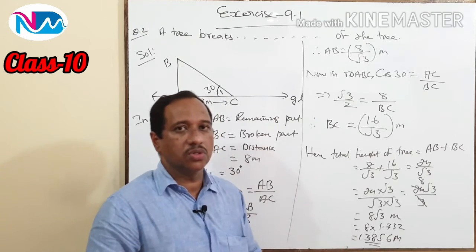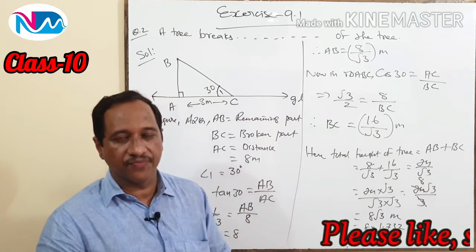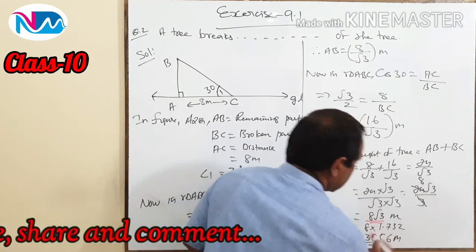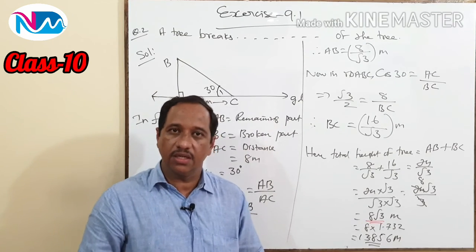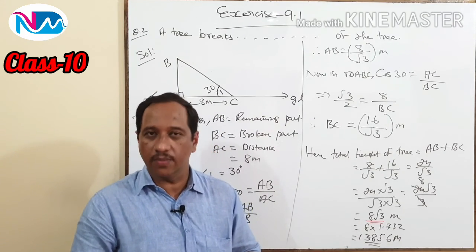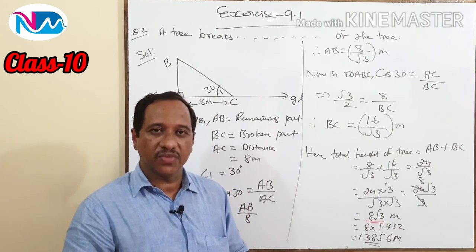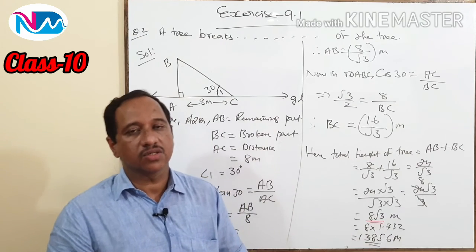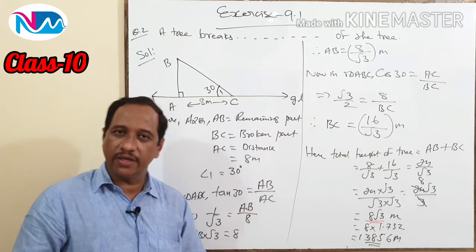Remember students, in the examination, if the value of root 3 is given along with the question, then only you will have to multiply 8 with the value of root 3. Otherwise, if you leave the answer in the irrational form, that is 8 root 3 meter, then also you will get the full mark. But if you have time, try to substitute the value of root 3 and complete the calculations.